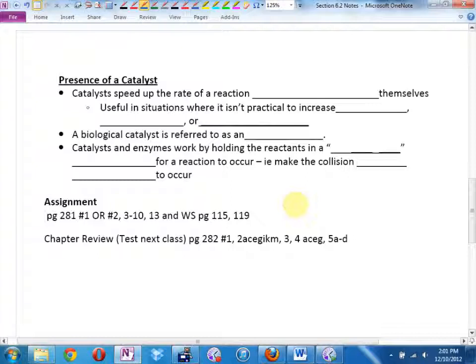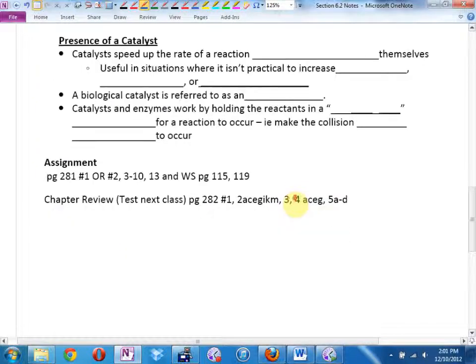The last thing, the matchmaker. Presence of a catalyst. Catalysts speed up the rate of a reaction, but they do so without being used up themselves. I didn't leave quite enough room to write that in there, I think. Without being used up themselves. So they stay unchanged, but they speed up the rate of a chemical reaction.